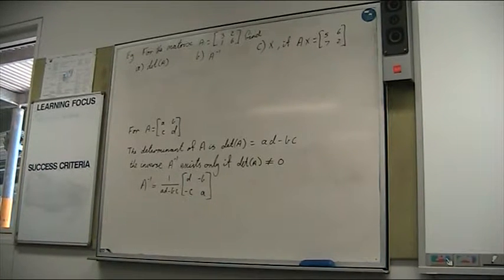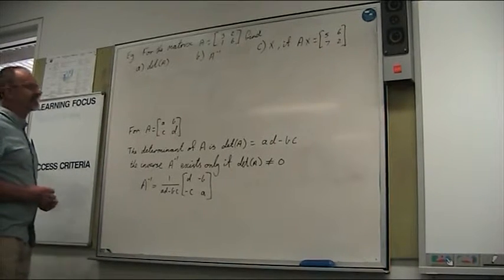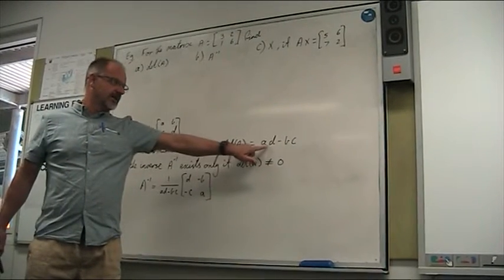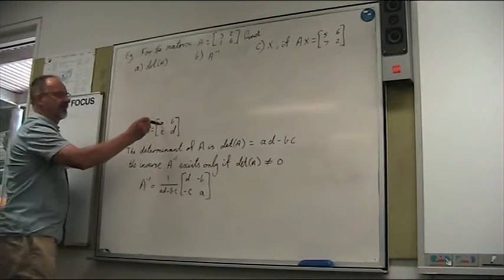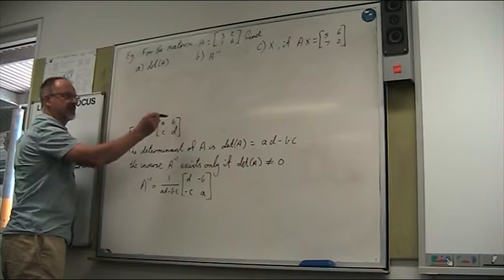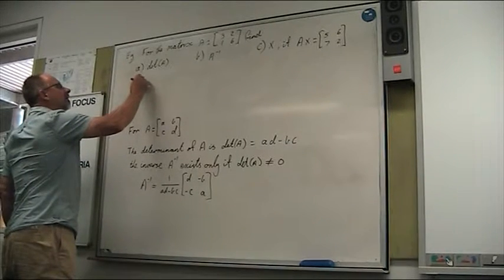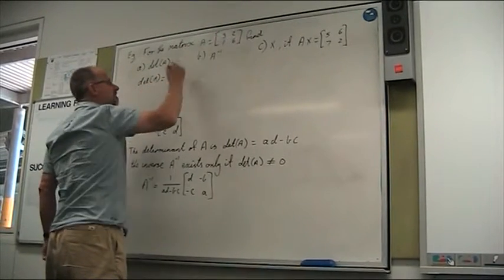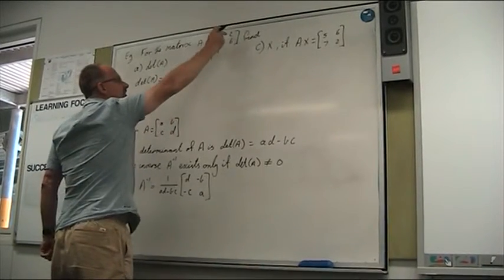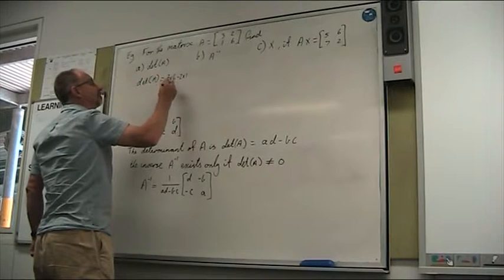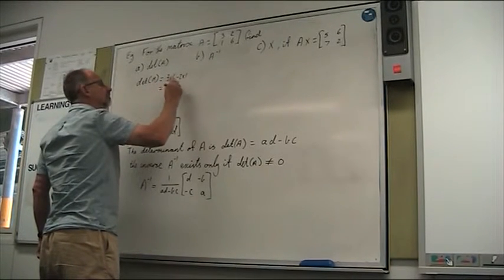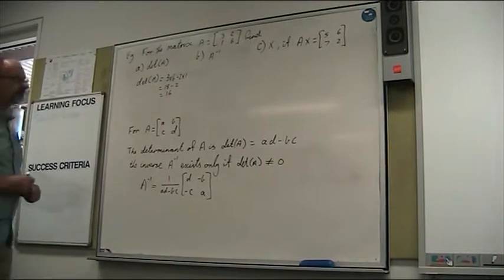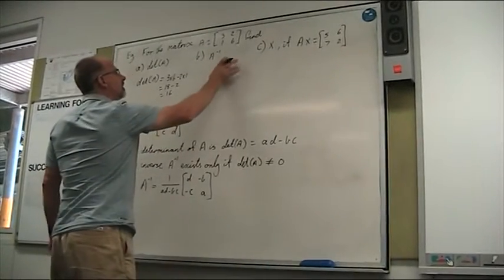Alright, so we've got a matrix A, it's 3, 2, 1 and 6. We're asked to find the determinant. So remember the determinant of A is A times D minus B times C, so it's this diagonal minus this diagonal. So if we look at this particular one, it's 3 times 6 minus 2 times 1, which is 16.